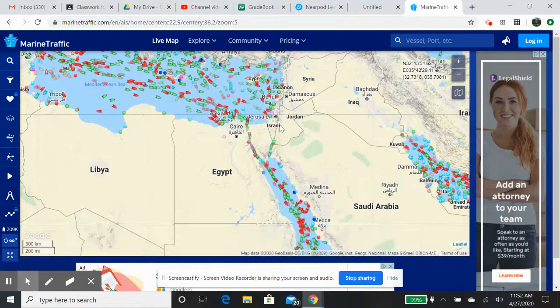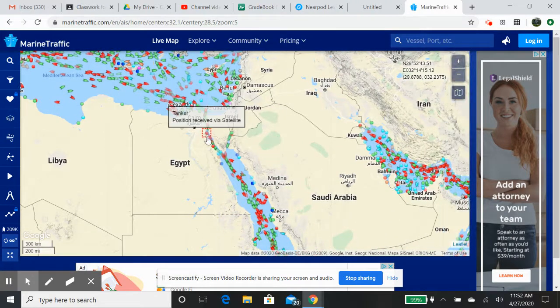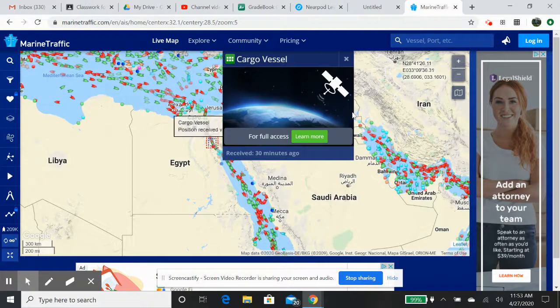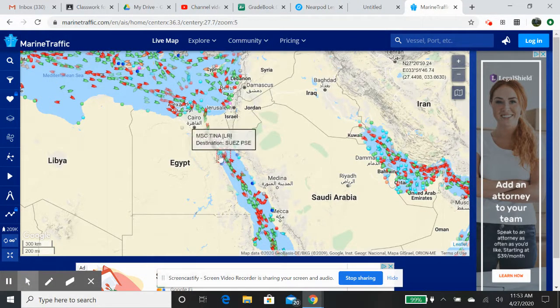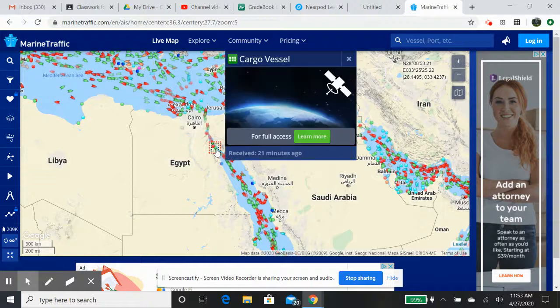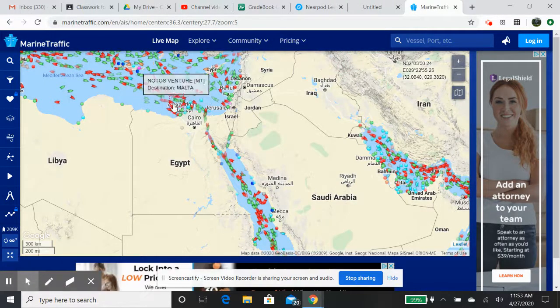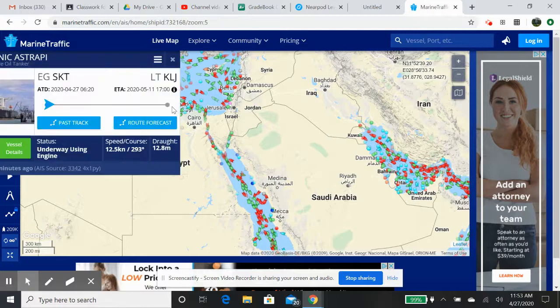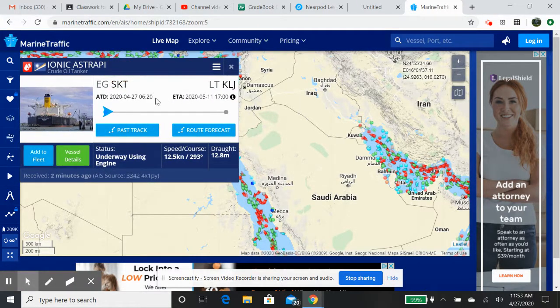Here is the Suez Canal. You can come in here and see that this is a cargo vessel. We need full access for that. Sorry, don't have that. It's not going to give it to me. So here's another one that we can look at. Where it came from, where it's going. It's a crude oil tanker. And you can see that this basically just started its journey and it will not be there until May 11th.